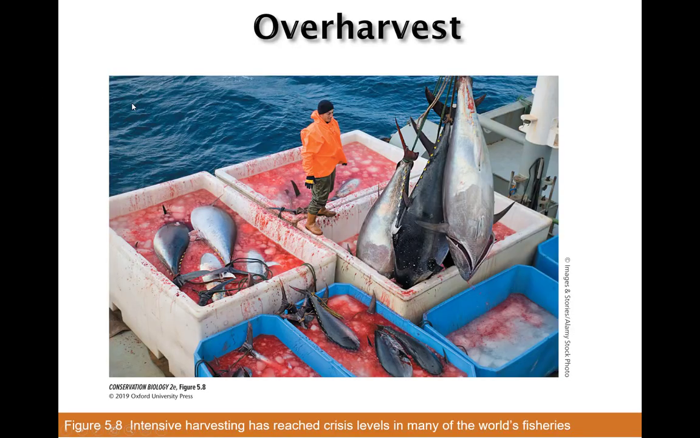Overharvest is another major example of a way where we impact species. These are tuna. Fish species are notoriously overharvested. We have some very well managed fisheries in the world. If they're able to be studied really well, we can often set good limits on how we harvest those.